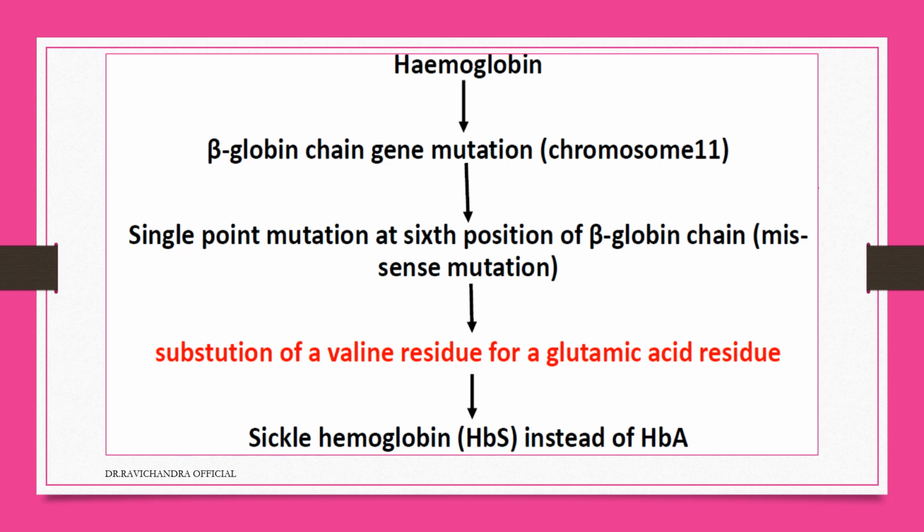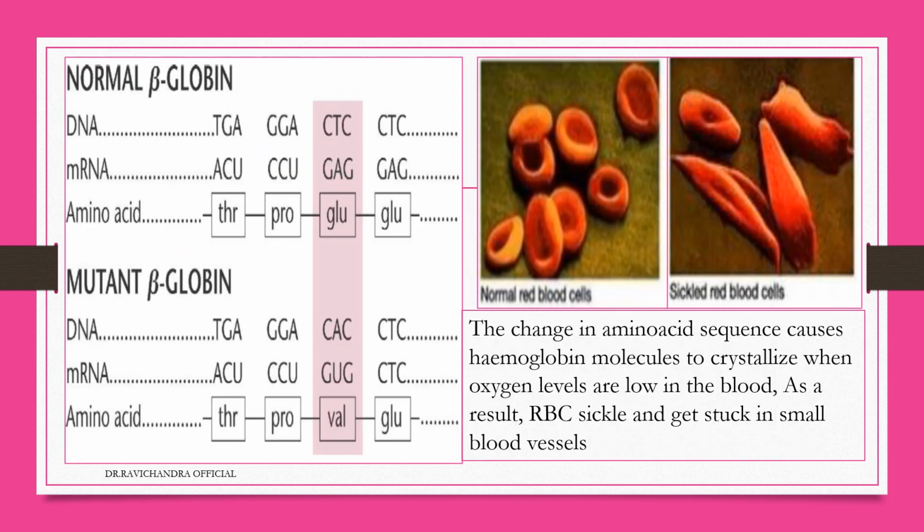The genes are present on chromosome 11, the beta globin gene. There will be a mutation in this chromosome 11, which is a single point mutation at the sixth position of the beta globin chain, which is a missense mutation. You can call it a missense mutation, or point mutation. As a result of this missense mutation in the sixth position of the beta globin chain, there will be a substitution of a valine residue for a glutamic acid residue. That is, glutamic acid is replaced by valine. As a result, hemoglobin S or sickle hemoglobin will be formed instead of hemoglobin A. So in normal beta globin, there will be glutamic acid, whereas in mutant beta globin, there will be valine.